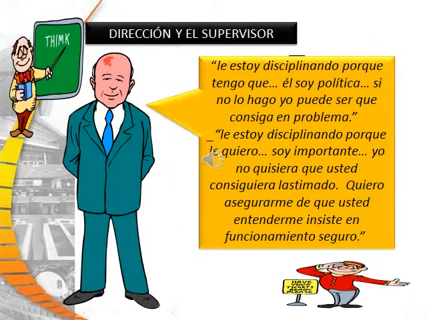I am disciplining you because I have to. It's policy. If I don't, I might get in trouble. Or: I am disciplining you because I want to. You're important. I don't want you to get hurt. I want to make sure you understand I insist on safe performance.